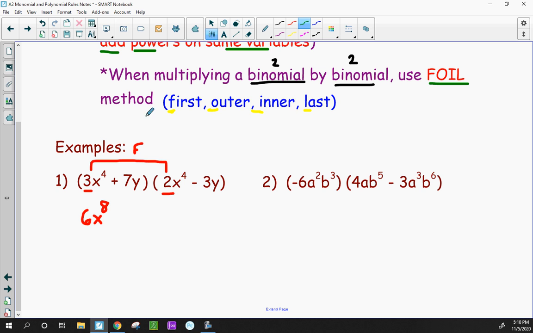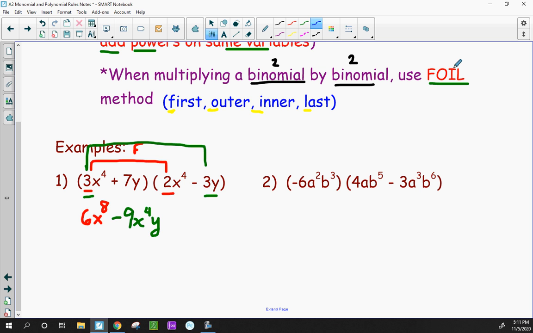Second, you're going to go with the O terms. O are the two terms that are farthest away from each other. The ones I'm putting in green. You're going to multiply 3x to the 4th times negative 3y. 3 times negative 3 is negative 9. X to the 4th, I don't see an x here, so I have to make sure that I bring it down. Sometimes that happens. You'll have different variables going on. And then this term has a y. I can't leave that out, so I have to copy it down. So 3x to the 4th times negative 3y is negative 9x to the 4th y.